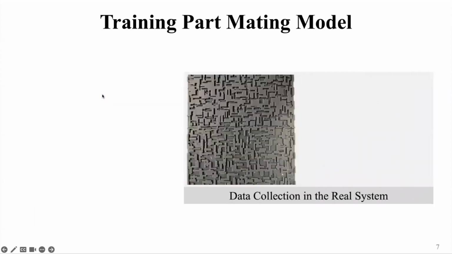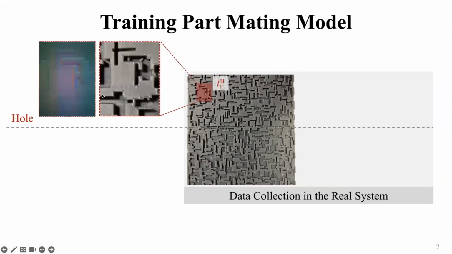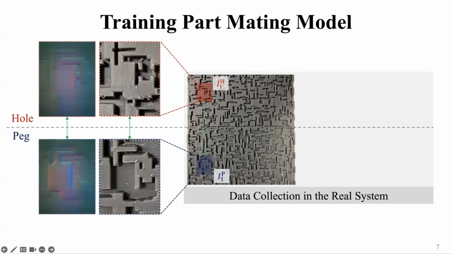To collect the training data for the model, we design a maze board that features various shapes so that the model can generalize to diverse shapes of objects. This board was designed so that any arbitrary contact patch for a hole sampled from the upper half of the board has a corresponding mating part for a peg in the lower half, as you can see from the zoomed images.